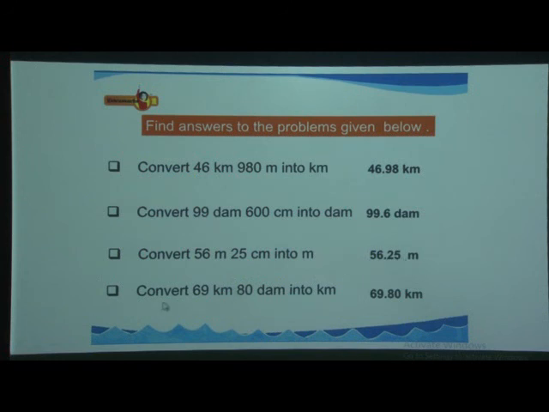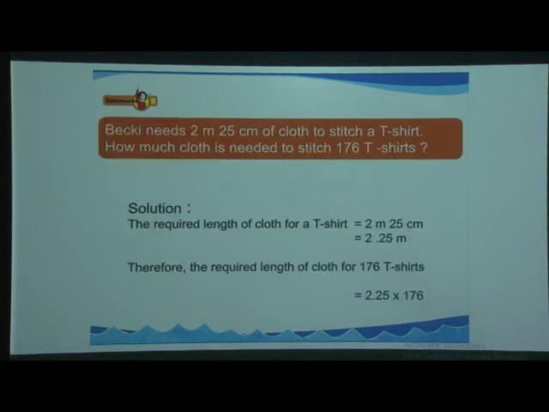Now convert 69 kilometer 80 decameter into kilometer. So what will be here? 69.80 kilometer. These are the conversions which you can do directly, which will help you in filling the blanks. That will help you to write an answer directly without going for the long multiplication or division.